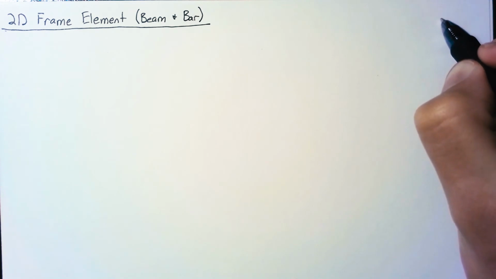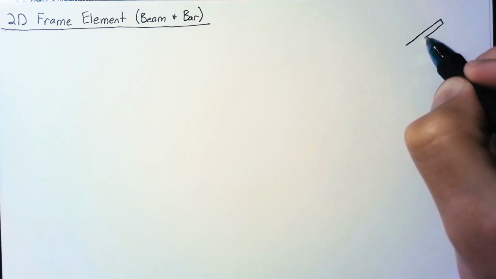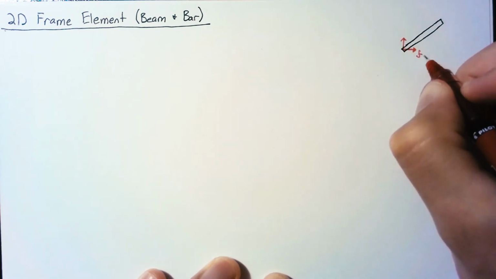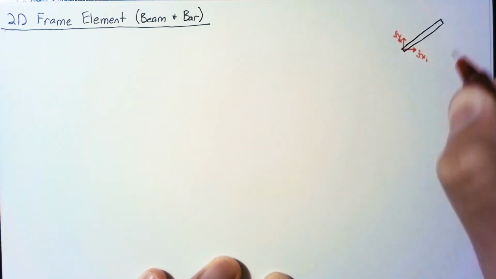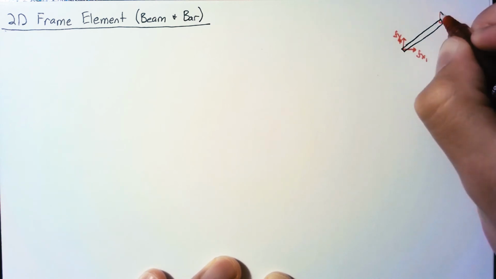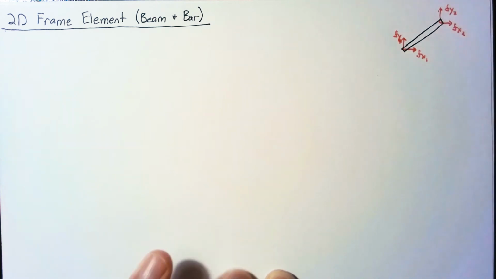In this video, we're going to be using our beam and bar elements to create a two-dimensional frame element. This frame element is going to be very similar to the two-dimensional truss element that we created in a separate video, in that we're going to be using forces in the X and Y, the global reference frame, in order to combine multiple elements together.